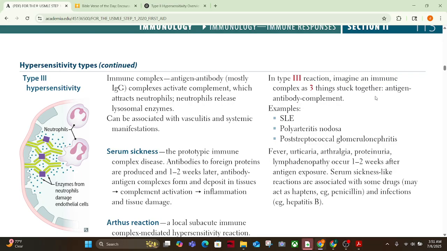So C3b is for opsonization, and C3a, C4a, C5a are all for anaphylaxis. So anything that has the letter A in it when it comes to complement, think anaphylaxis for Step 1. Okay, so C5a is both for anaphylaxis and for neutrophil chemotaxis, but just remember neutrophil chemotaxis for C5a. Okay, next.